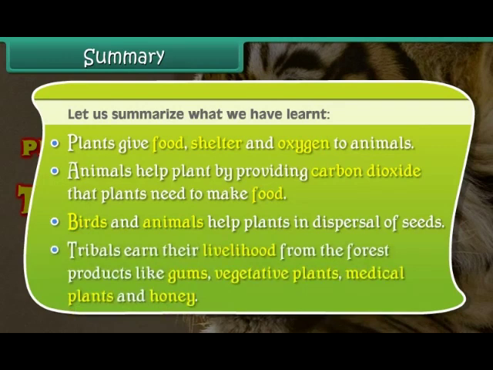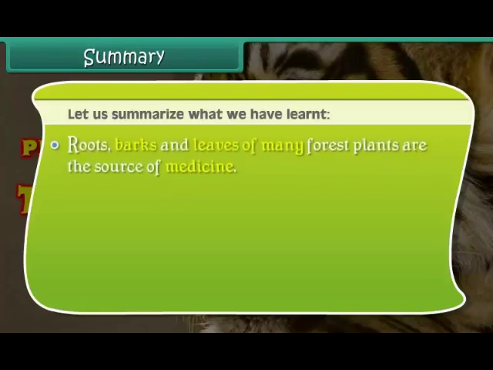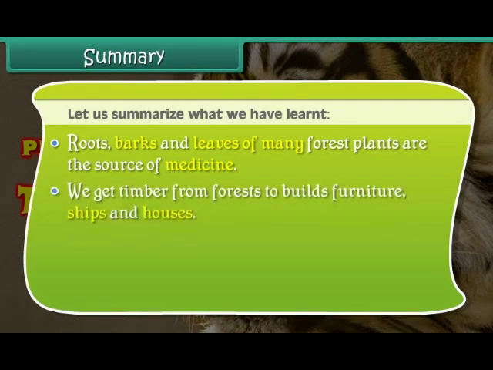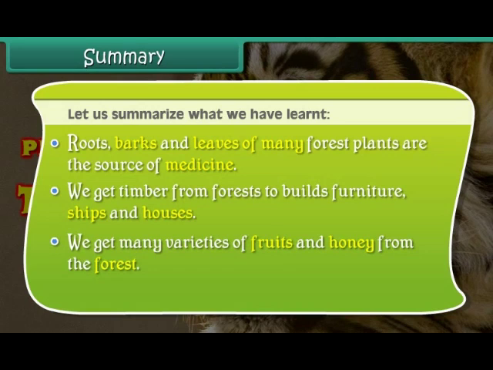Tribals earn their livelihood from the forest products like gums, vegetable plants, medicinal plants, and honey. Roots, barks, and leaves of many forest plants are the source of medicine. We get timber from forests to build furniture, ships, and houses. We get many varieties of fruits and honey from the forest. Forests help in absorption of solar heat.